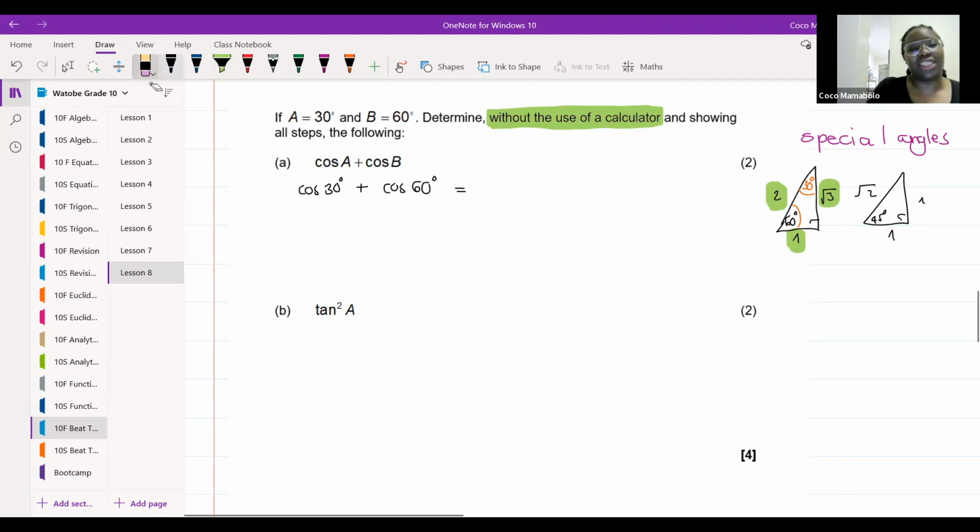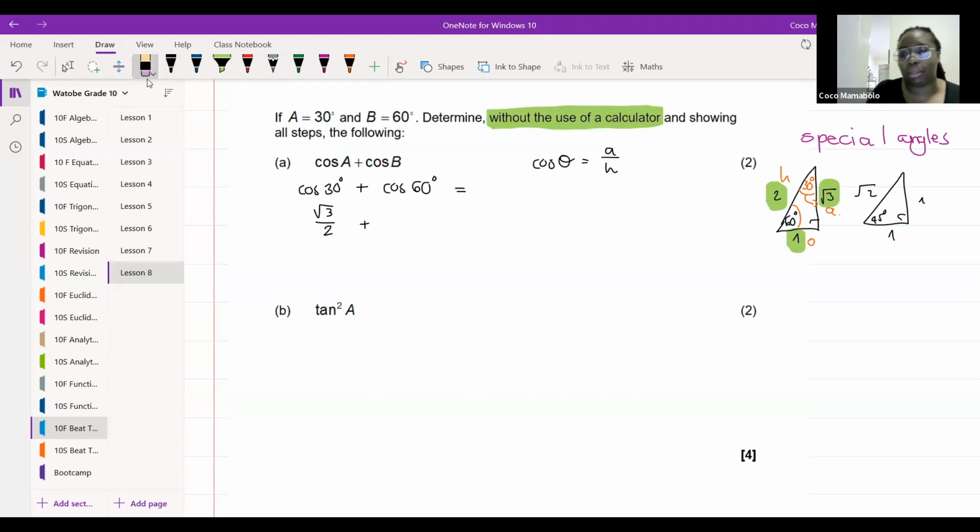Okay, all right, so let's look at this, guys. They want cos of 30. We know that cos of any angle is going to be adjacent over hypotenuse. So if we go to our 30 degrees, adjacent to our 30 degrees is root 3, opposite is 1, and hypotenuse is 2. So cos of 30 will actually be root 3 over 2, plus cos of 60.